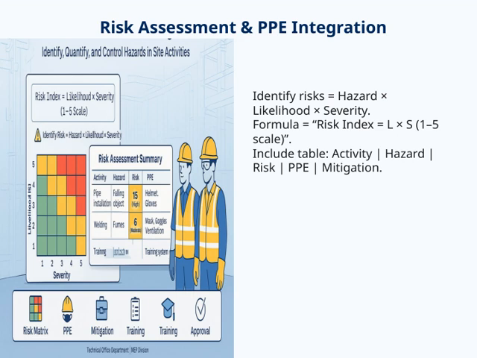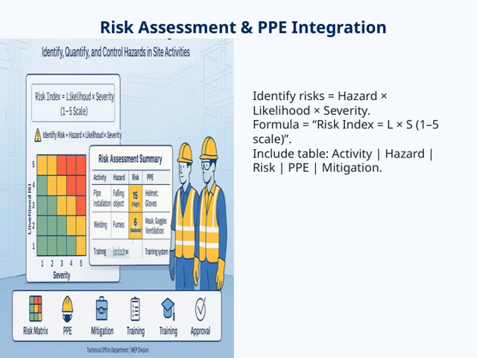On the slide, you'll see a table that ties this all together. It includes columns for activity, hazard, risk, PPE, and mitigation. This table is a practical tool. By filling it out, we can clearly see what hazards exist during specific activities, how risky they are, and what PPE and mitigation strategies we should implement. The main takeaway here is that this structured approach ensures we don't overlook potential dangers and that we incorporate the right protective measures proactively. Integrating risk assessment with PPE is key to creating a safer work environment and aligning with our overall safety goals.